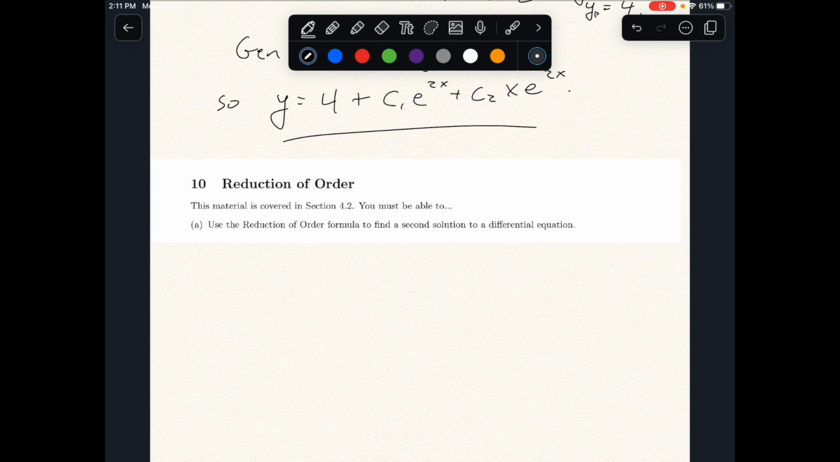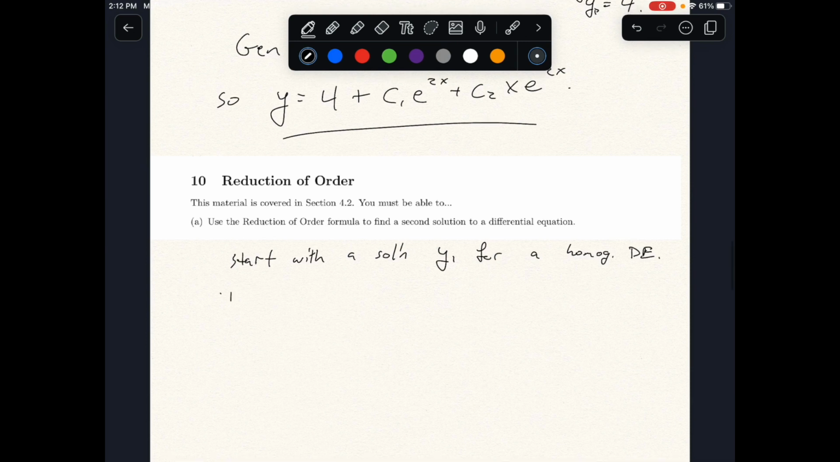So the reduction of order formula, the context is you start with a solution y1 for a homogeneous DE, and then your other solution y2 is going to have the form y1 times the integral of e to the negative integral of p of x dx, divided by y1 squared, and then integrate that whole thing with respect to x.